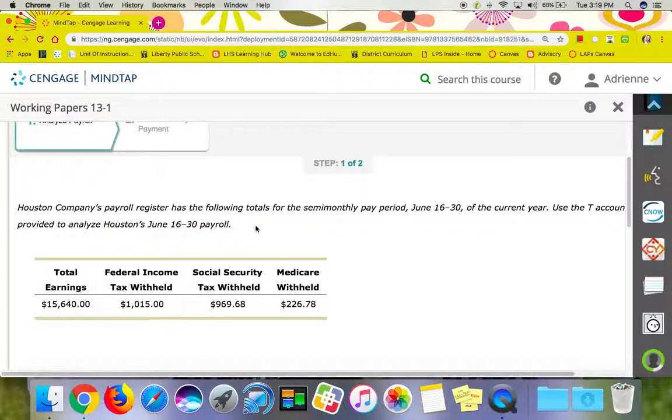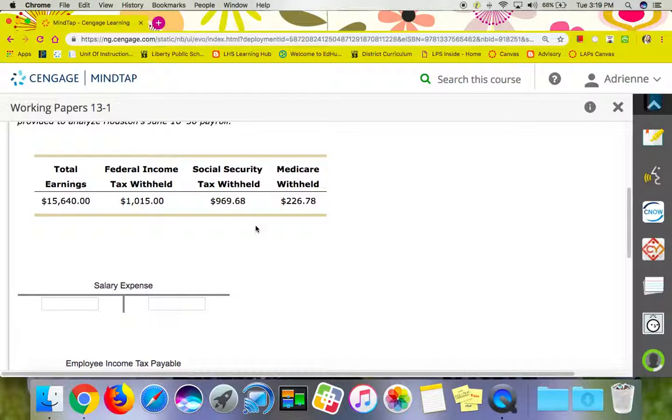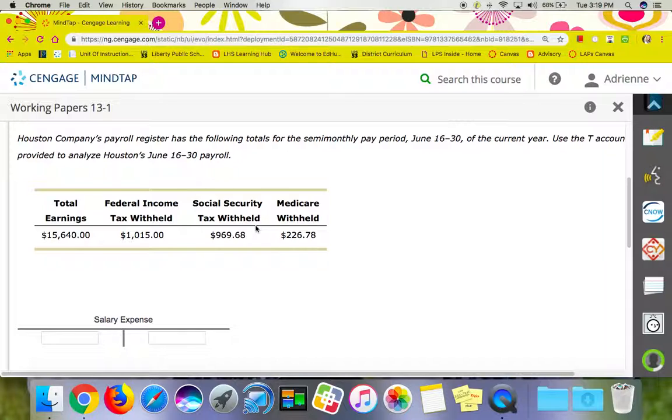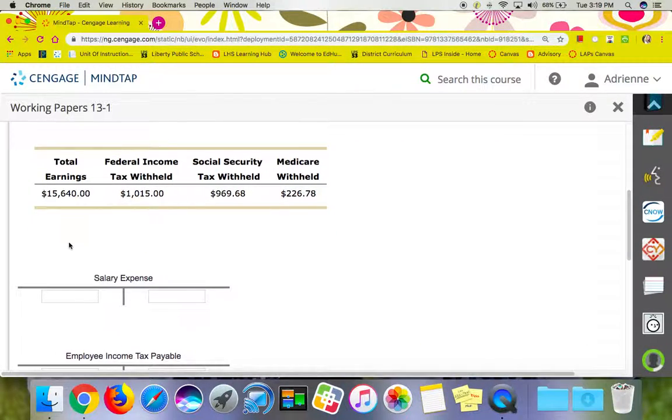So we're going to use T accounts to do this, which we haven't seen in a while, but we're just going to analyze them with T accounts, and then we're going to be journalizing them on the next tab. So this total earnings right here, that's going to be our salary expense. That's the gross pay. And so any expense obviously gets a normal debit balance. So $15,640 is going to go there.